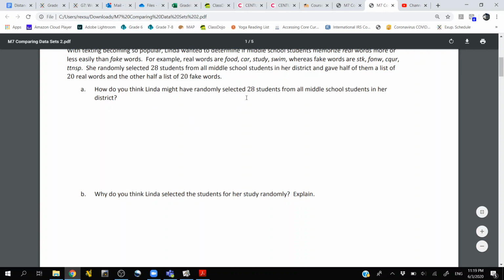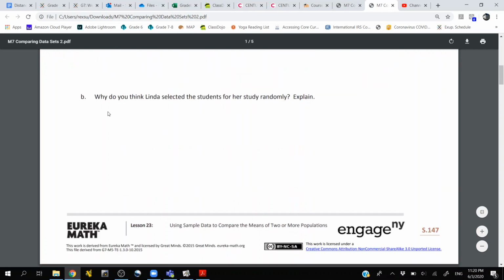So how might she have selected those 28 students? That's just random selection. You just tell me, how can we randomly select? The reason for this question is that randomness is actually much more difficult than you'd expect. So how can you actually ensure you'd randomly select 28 students? Why do you think Linda selected the students for the study randomly? Why shouldn't she just choose the 7th grade class? There are 28 students in the 7th grade, so she doesn't need to randomly select. Why wouldn't she just take the first 28 students she sees, and select her students not randomly, but by some parameter?